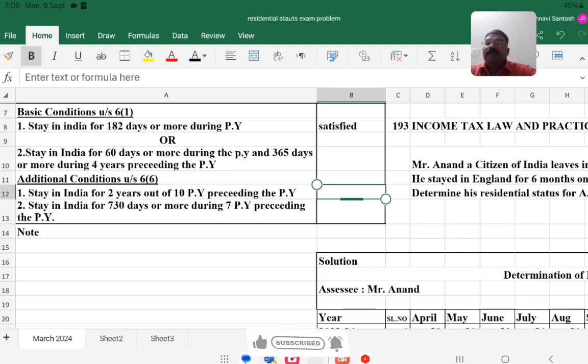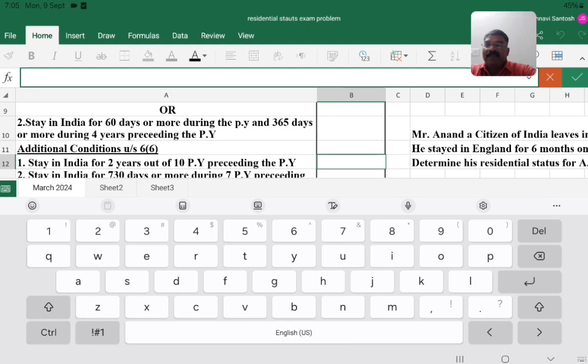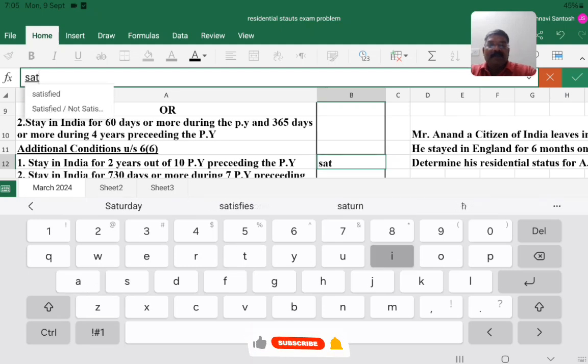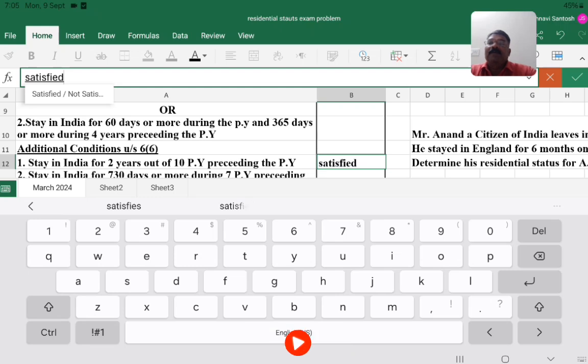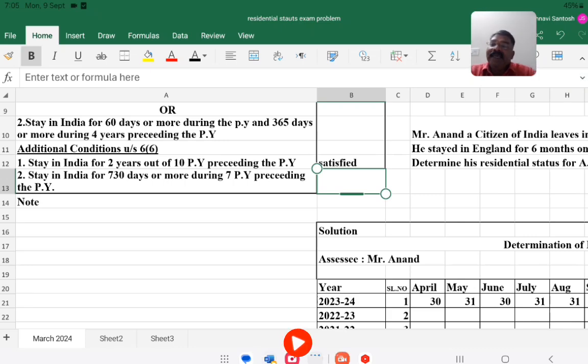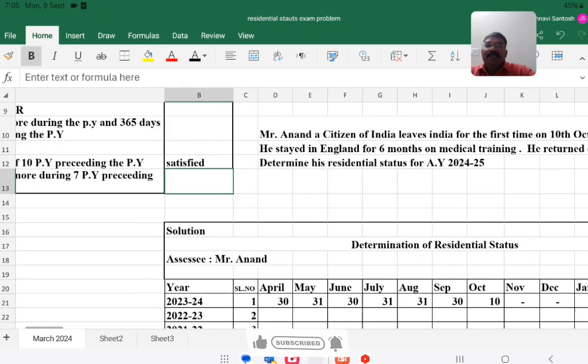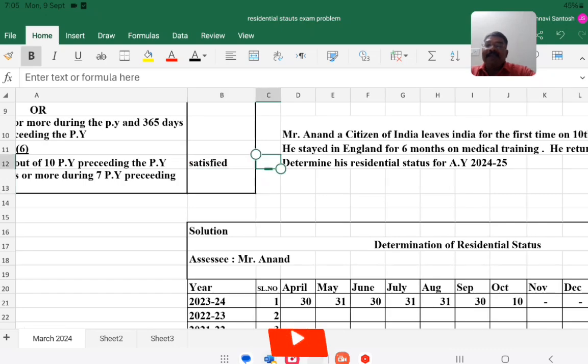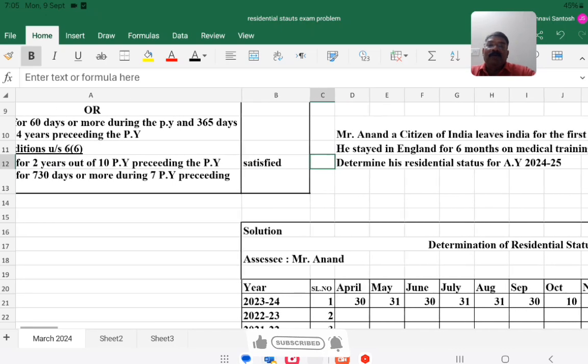What does it say? Stay in India for 730 days or more during the 7 years preceding the previous year. See here, if I calculate the number of days, it comes around 365 into 10, 3650. Okay, all the days he is present. I will write it down here. It's 10 years, so he is there 3650. Okay, 10 years. Now the next, 730 days of 7 years preceding the previous year.